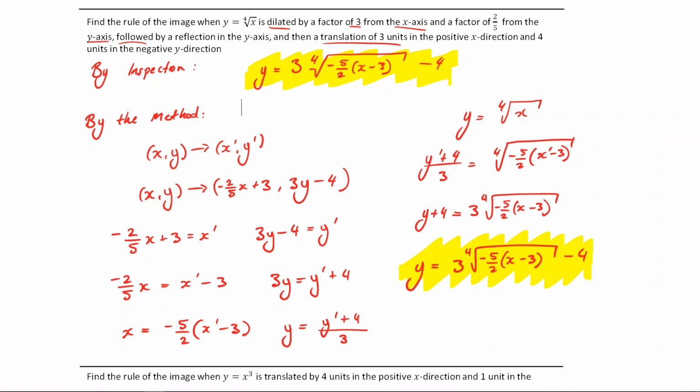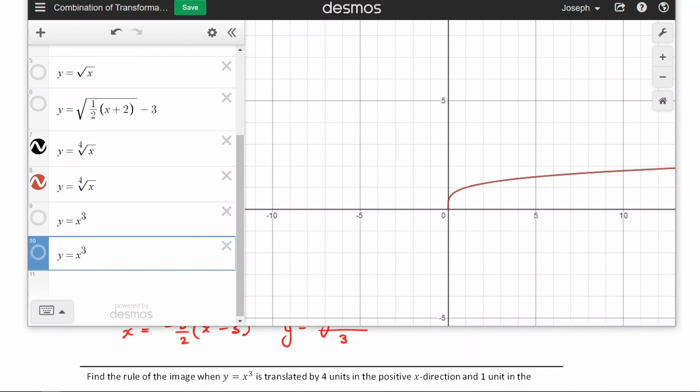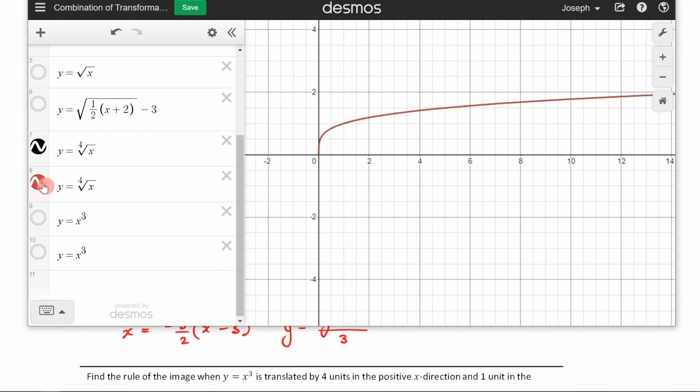So let me bring up Desmos, trusty Desmos. Okay, and let me just get the question in front of me so I can read it out as we go. Okay, so here it is. So I've just drawn the original graph here. I've just drawn it in black and red.